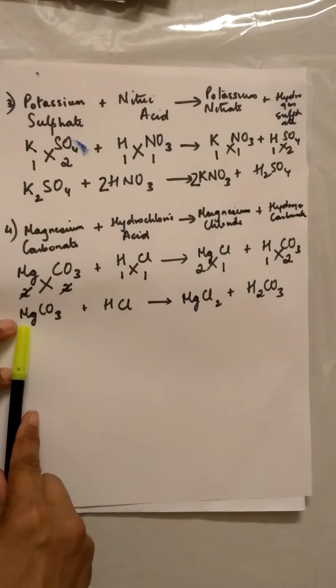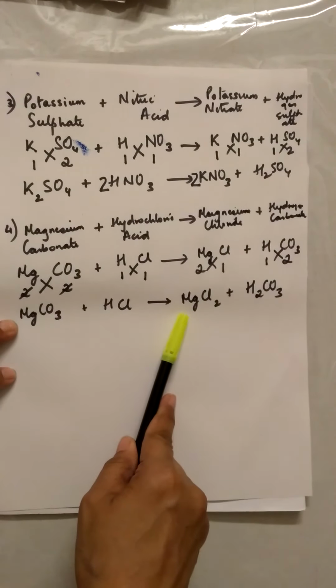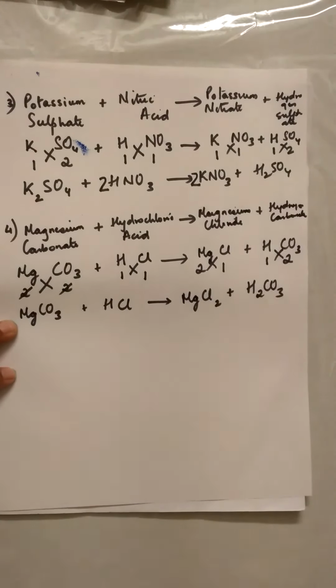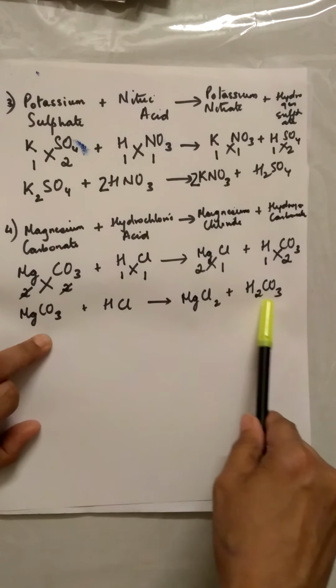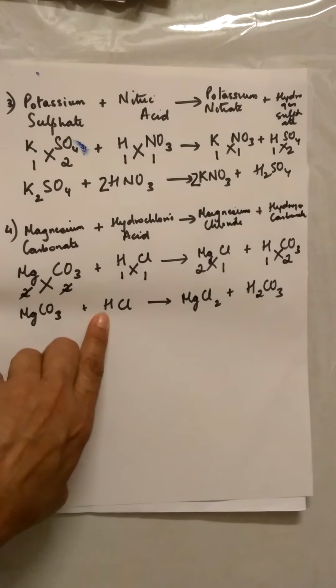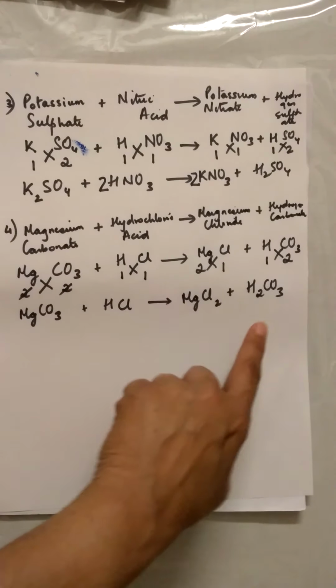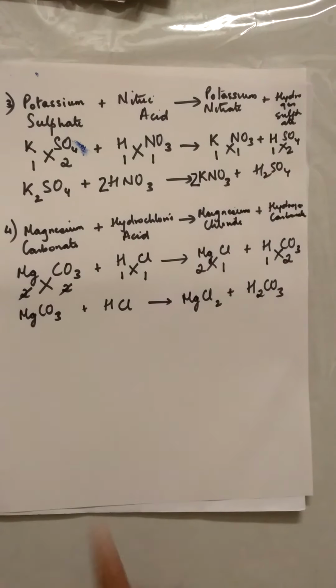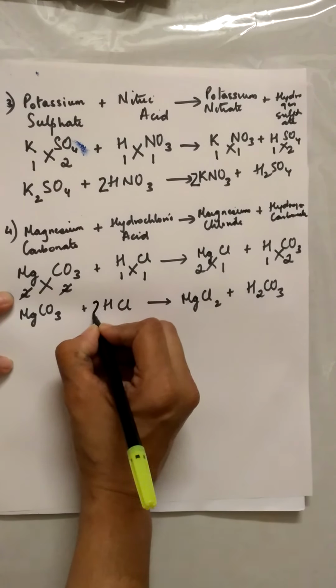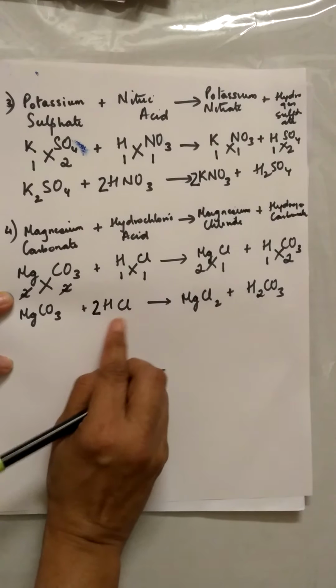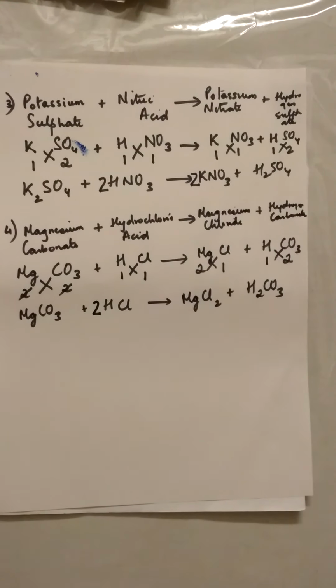Now, so you have 1 Mg this side, you have 1 Mg this side. Mg is balanced. 1 CO3 here, 1 CO3 here. This is also balanced. 1 H this side and we have 2 H's this side. So to balance it, we write 2 here. And when we write 2 here, Cl gets 2. So here there are already 2 Cls. So this equation is balanced.